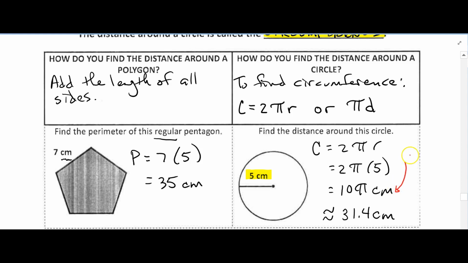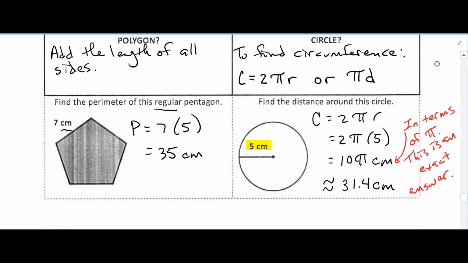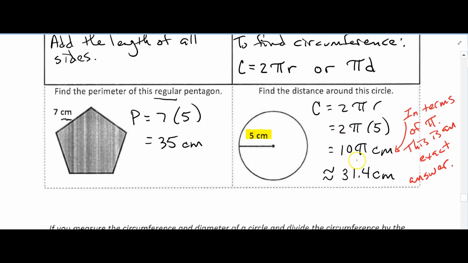This answer, I'll say, is in terms of pi. So if the directions say in terms of pi, you want to have the pi in there. You don't need to put that into your calculator. This is an exact answer. Okay? So even though 10 pi doesn't really make as much sense to us as 31.4, that is an exact answer.